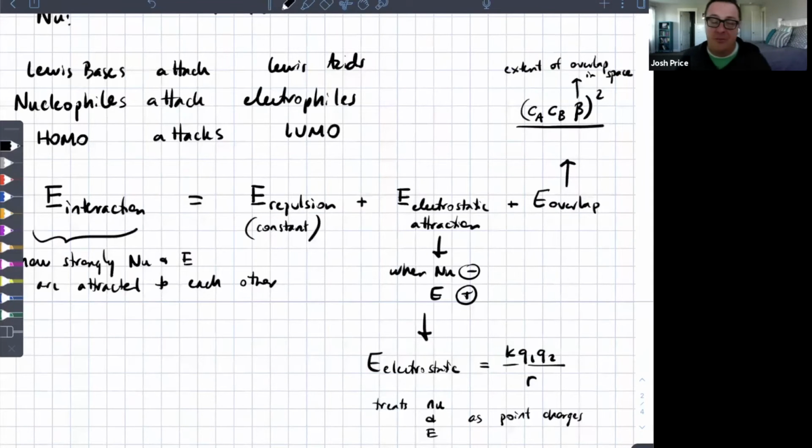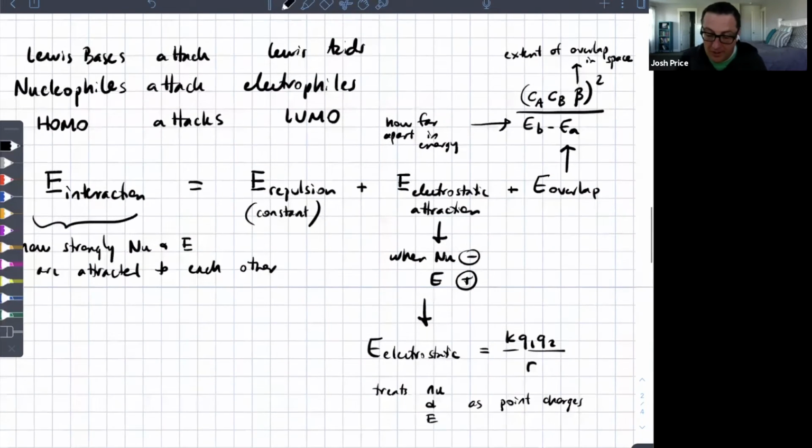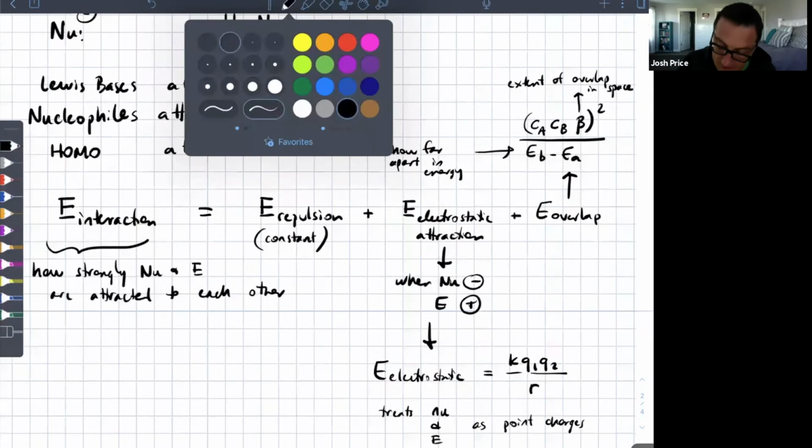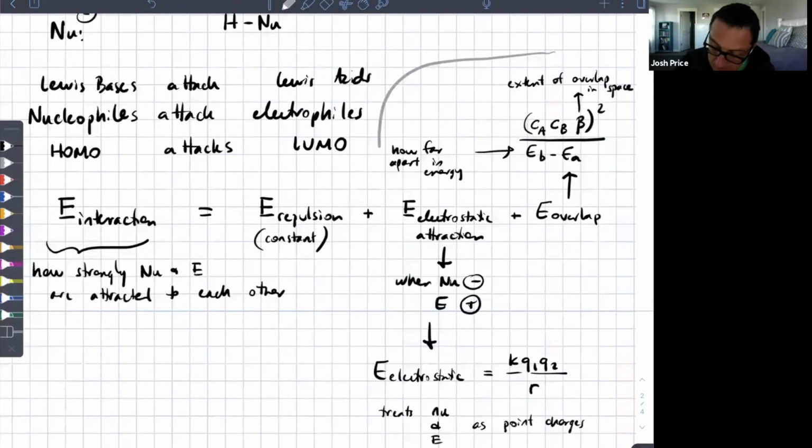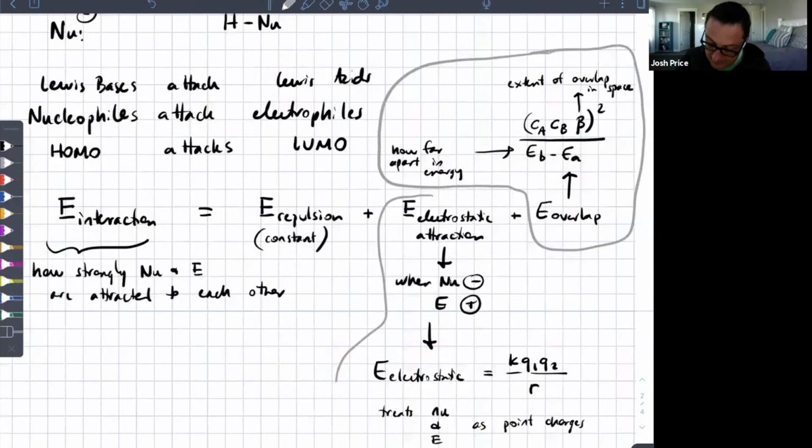An example of that principle, as we've talked before, is that end-on-end overlap in a sigma bonding case is more stabilizing than side-by-side overlap in a pi bonding case. And then in the denominator, you have the difference in energy between the two orbitals, so how far apart in energy the two orbitals are. Okay, so those are our two attractive terms in describing how nucleophiles and electrophiles interact.